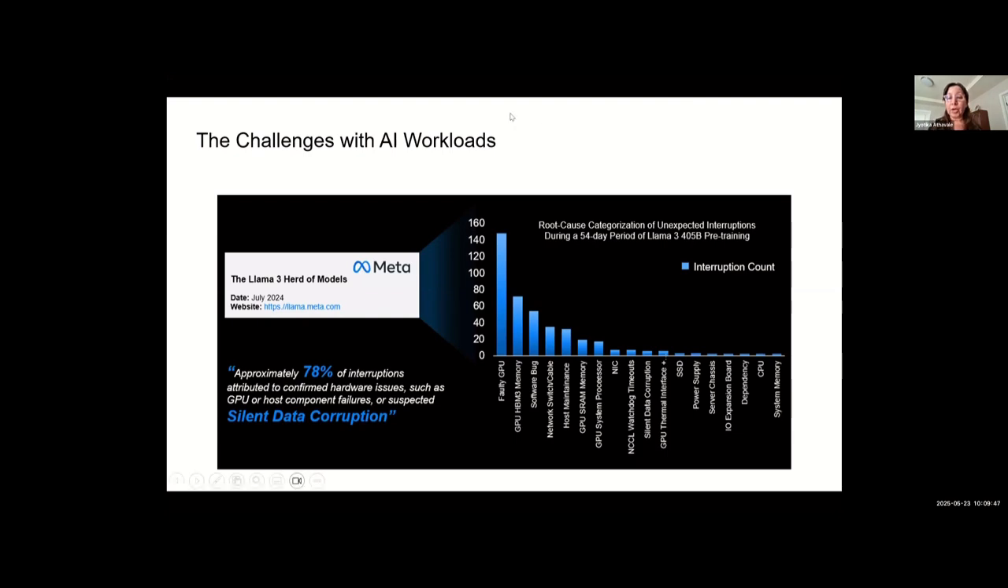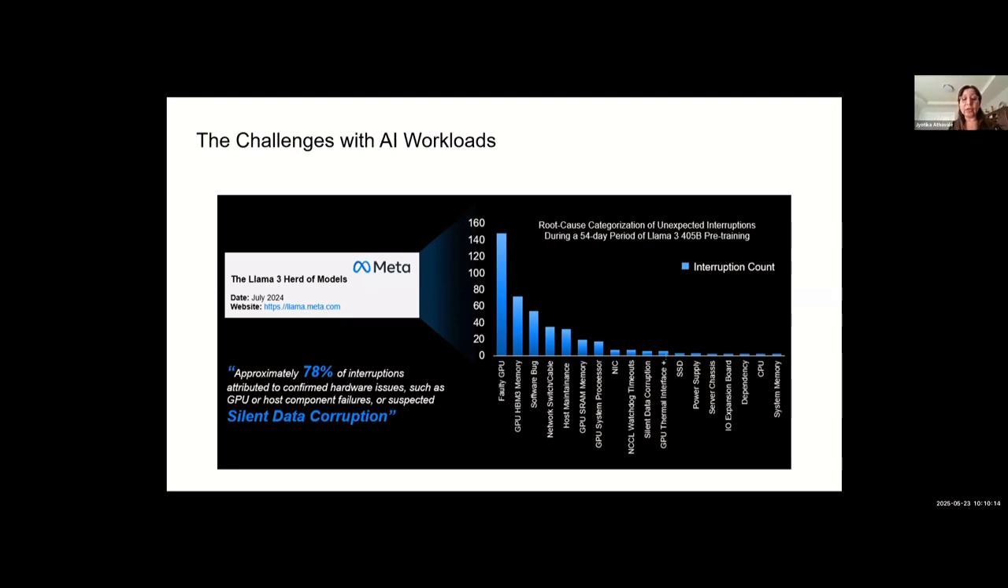What you're seeing here in the bar graph here is all of the faults that they attributed to the different components across the system, and also, covering both the silent data corruption as well as the detected uncorrectable errors. What they saw is approximately 78% of those interruptions were attributed to hardware issues, with over 50% of them confirmed to be GPU.